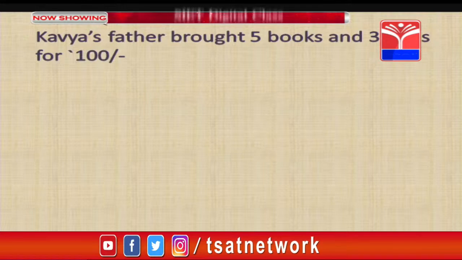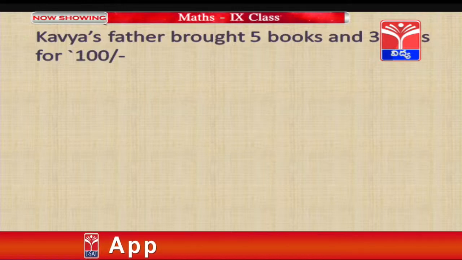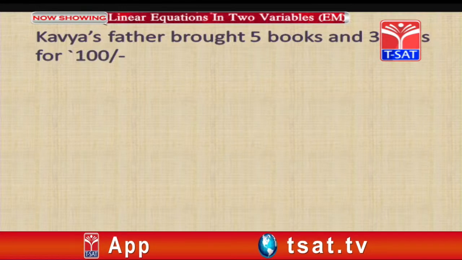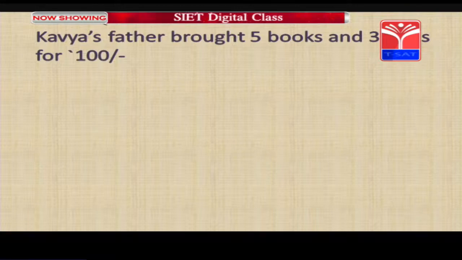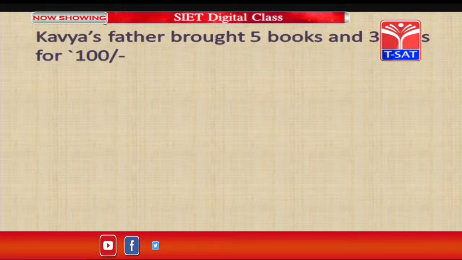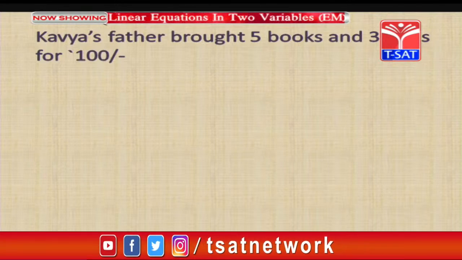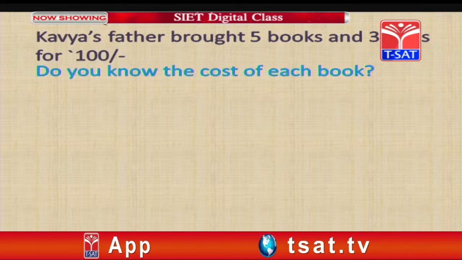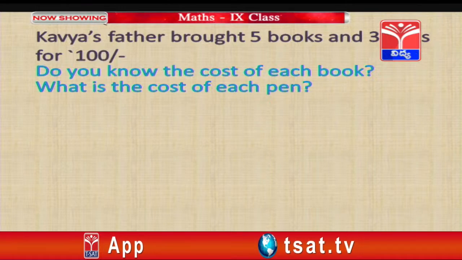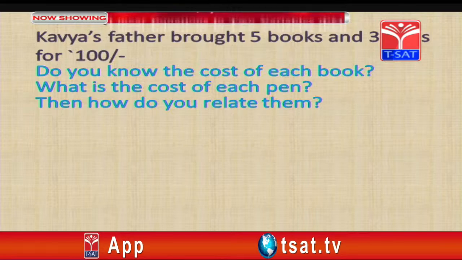Kavya's father brought 5 books and 3 pens for 100 rupees. Now, when you want to show this in a linear equation form, how do you show it? Do you know what is the cost of the book? What is the cost of the pen separately? We do not know. So, in these cases we always try to estimate them as x and y. Now, please see, do you know the cost of each book? What is the cost of each pen? So, then how do you relate them?